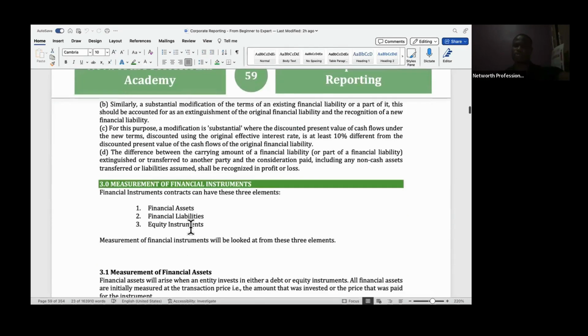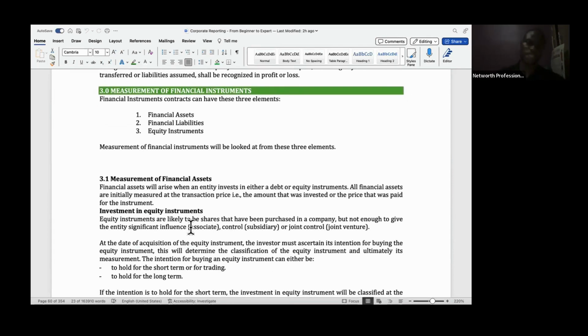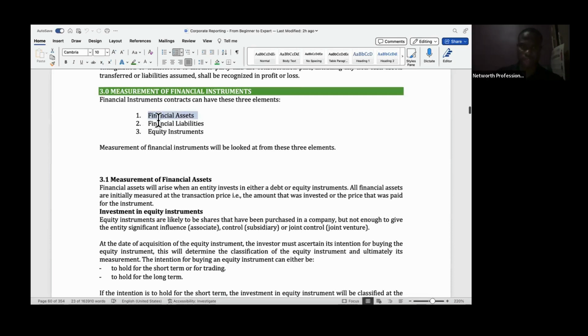Then we also moved to measurement of financial instruments. For measurement of financial instruments, we are going to pick each of these items one by one: financial asset, financial liability, and equity. We are not really going to talk about equity, because equity means share capital and reserve, majorly share capital.